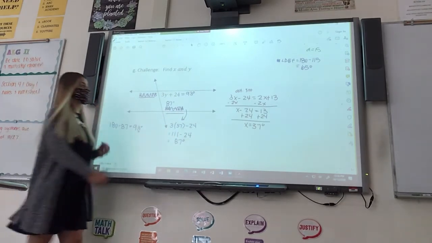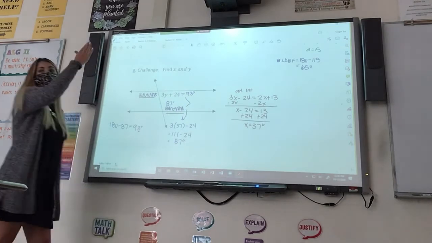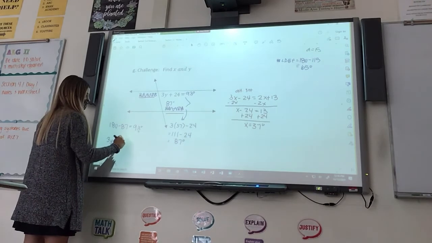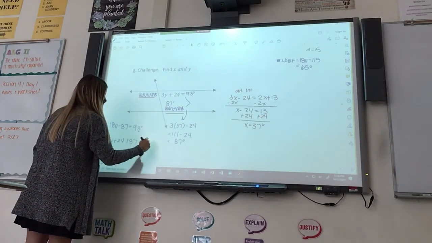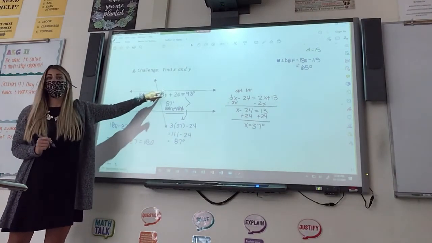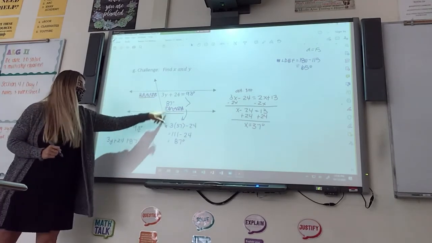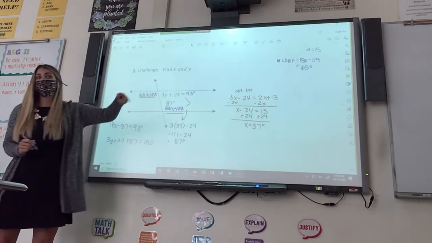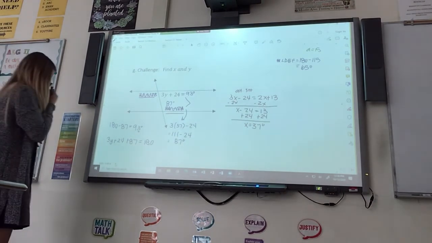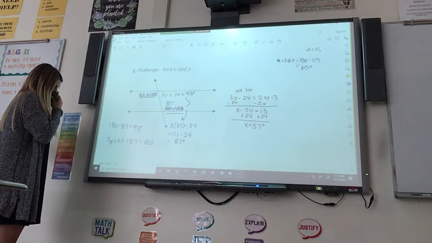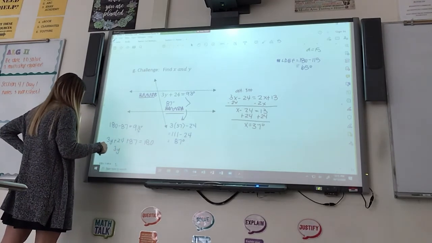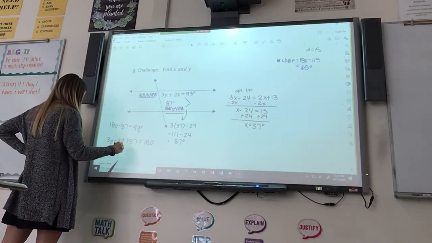Another way you could set this up is these are same side interior angles, just like the one above it. And you could add those two things together, so 3y plus 24 plus 87 equals 180. So you could either solve for y by setting it equal to 93 because this angle equals 93, or you could add these two together and set it equal to 180 degrees because they're supplementary. They're same side interior angles. Answer is 23. Y equals 23.